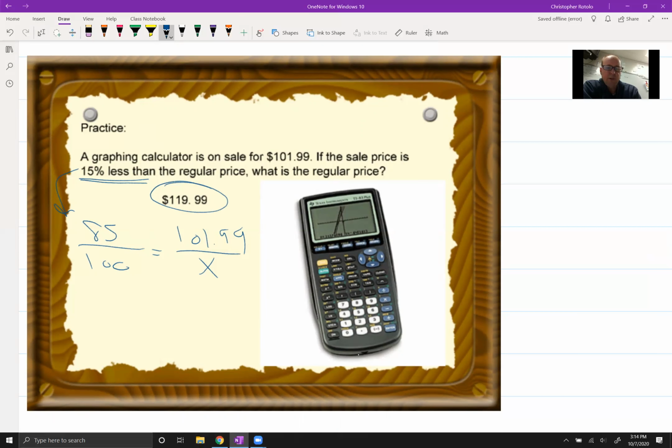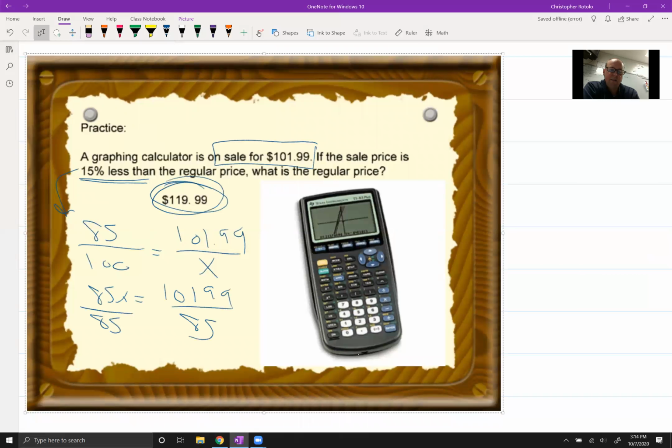Okay, so we can work backwards here. So the only time we really have to use our proportions and our fractions is if we're given the sale price. Now, can we use it all the time? Sure. Might I ask you for the equation to go with it? Yeah, I might. Okay, so we're going to cross multiply. So 85x equals 101.99. We're going to move this decimal 2 places. 10199 divided by 85. Guess what it comes out to? 119.99.